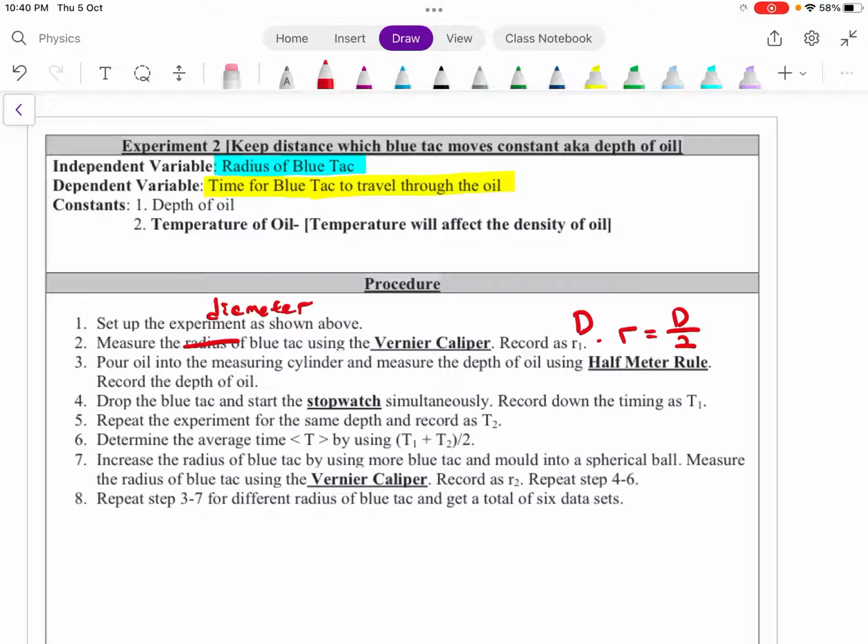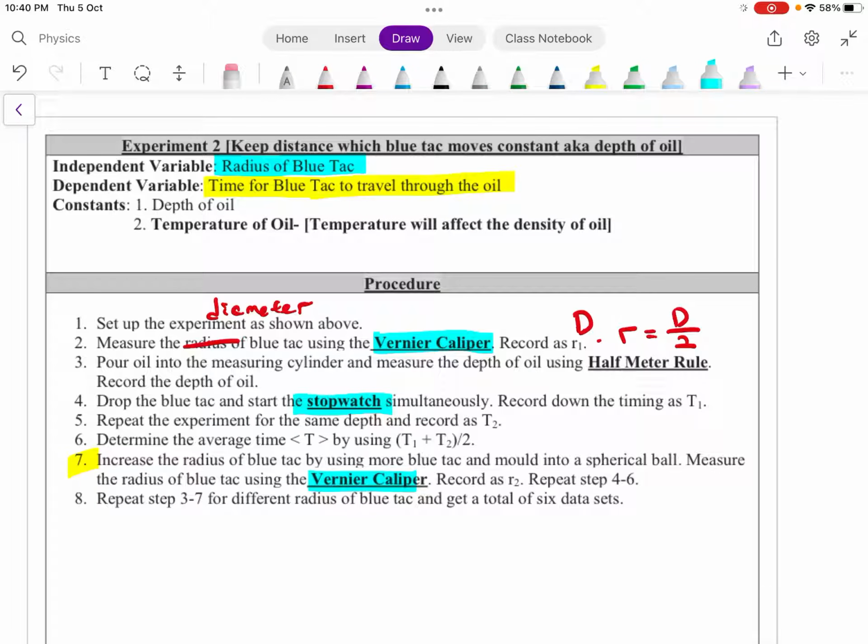So number 4, drop the blue tag and start the stopwatch simultaneously. Record down the timing as T1. So you can see for step number 4, 5, 6 is roughly the same as experiment 1. So step number 7, you must say, increase the radius of the blue tag by using more blue tag and moulding it into a spherical ball. So measure the radius of the blue tag again using the vernier calipers. So all these underlined items are known to be your instruments, because it's also important to write in the instrument that you use to measure the variables.